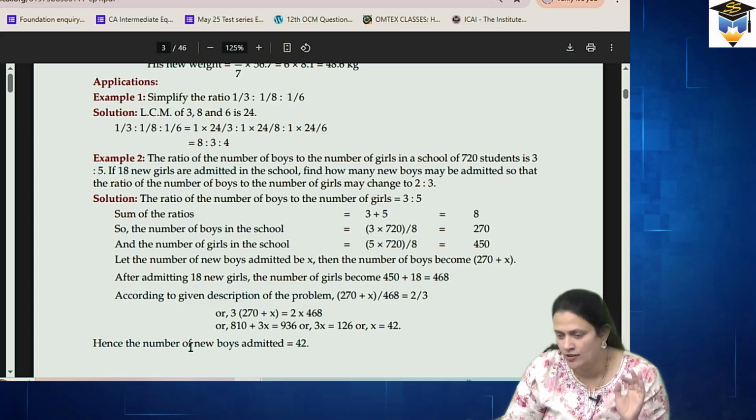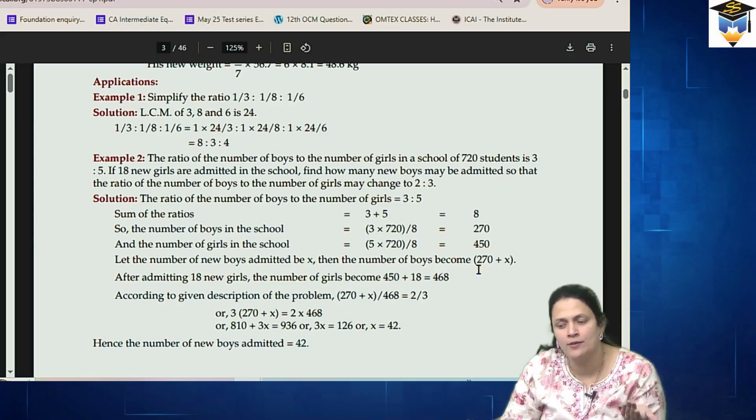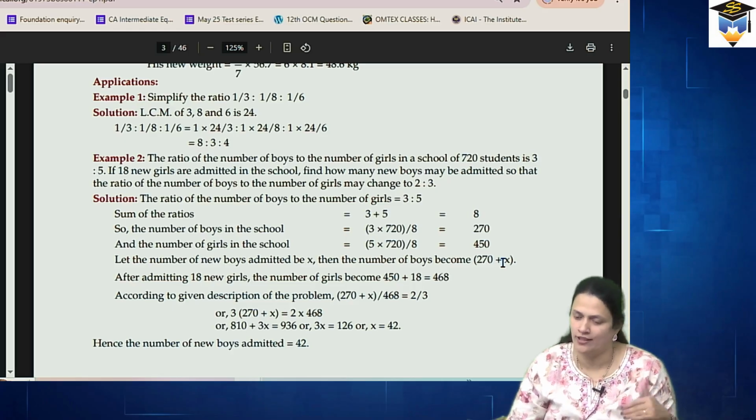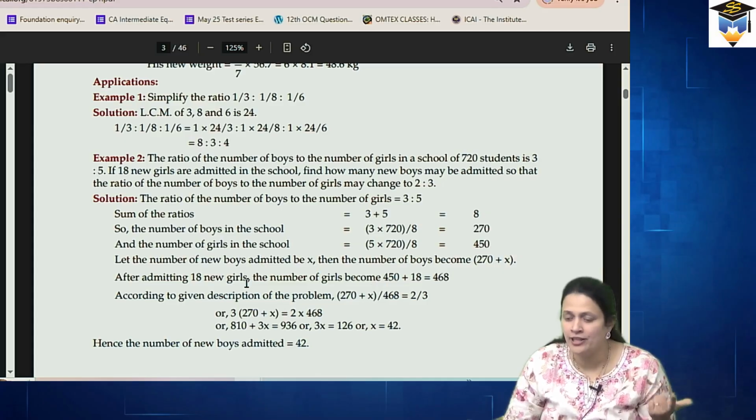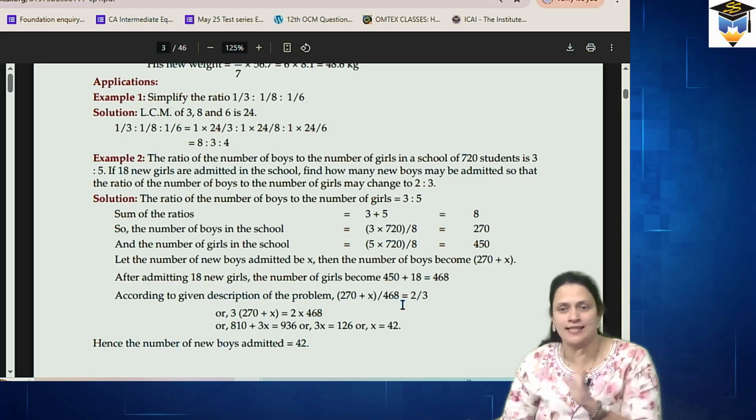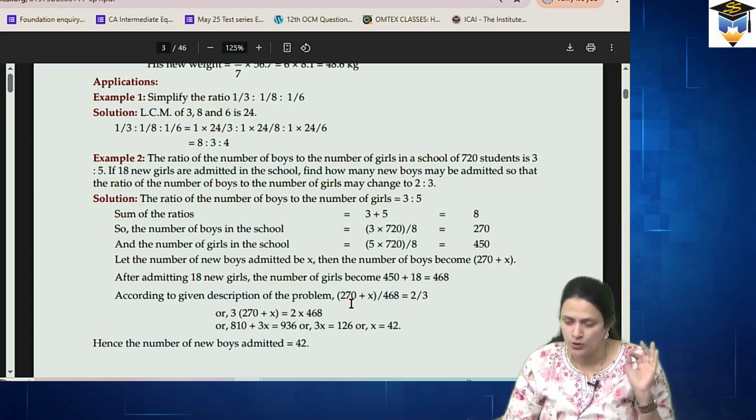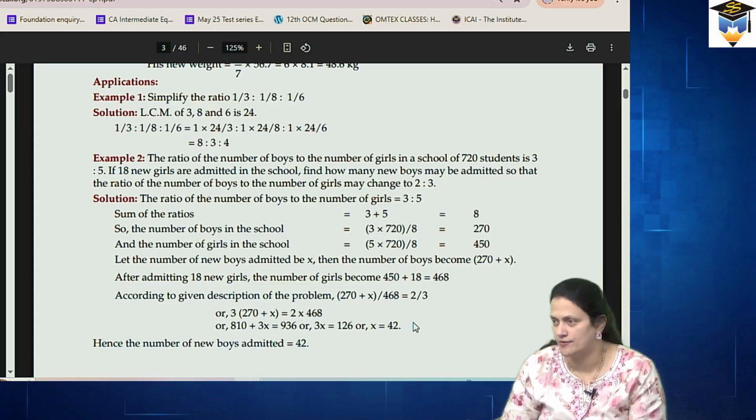Now what they have done? So if we say let the number of new boys admitted be x, then the number of boys will become 270 plus x. Why? Because the original boys were 270. Now new are added, plus x. Similarly, after admitting 18 new girls, the number of girls will be 450 plus 18. That is 468. Now according to the given condition, how will you form the ratio? 270 plus x upon 468 is equal to 2 by 3. Solve to find out the answer.